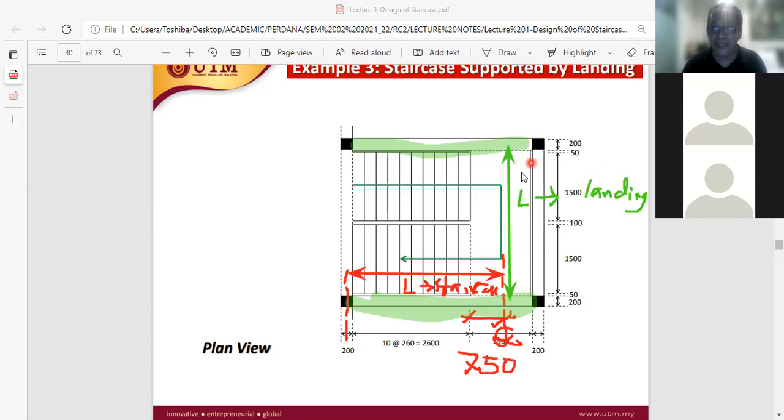Bermakna when we are designing the landing nanti, because landing ni penyokong pada tangga, therefore the loading, the reaction coming from this staircase has to be transferred to the landing before landing can be designed. Sebelum landing boleh direka bentuk, sebelum rasuk utama boleh direka bentuk, we need to consider the loading coming from the secondary beam, ataupun in this case from the staircase. The primary component is the landing. The secondary component will be the staircase.